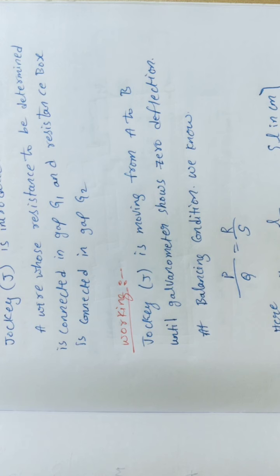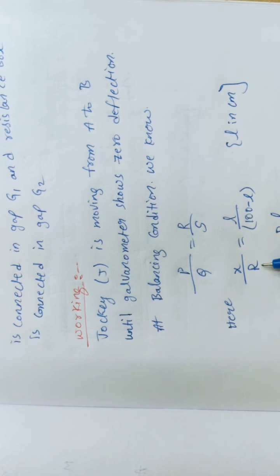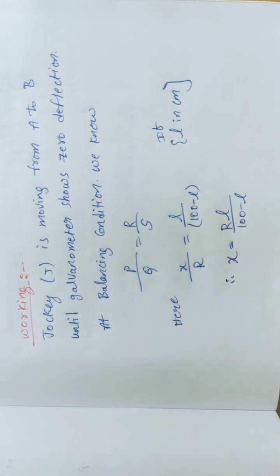Then it follows the principle of the Wheatstone bridge, which you know very well: P by Q is equal to R by S. Here, instead of P we take X, and instead of Q we take R. So X by R is equal to L, instead of S, 100 minus L. If L is in centimeters, the unknown resistance X is equal to capital R into L divided by 100 minus L, where capital R is the resistance introduced in the resistance box placed in the right gap of the meter bridge.